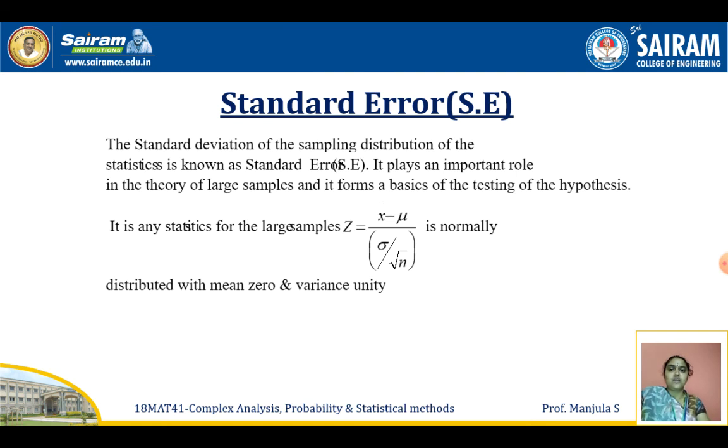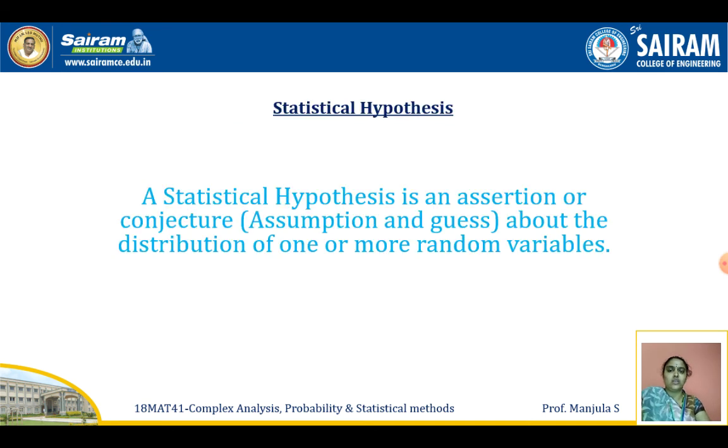The next one is standard error. What does standard error mean? The standard deviation of the sampling distribution of a statistic is known as the standard error. It plays an important role in the theory of large samples. Here we denote z equals x bar minus mu divided by sigma divided by square root of n. It is normally distributed with mean 0 and variance unity.